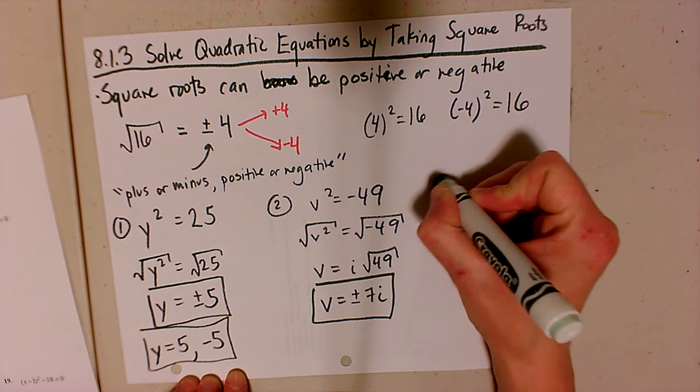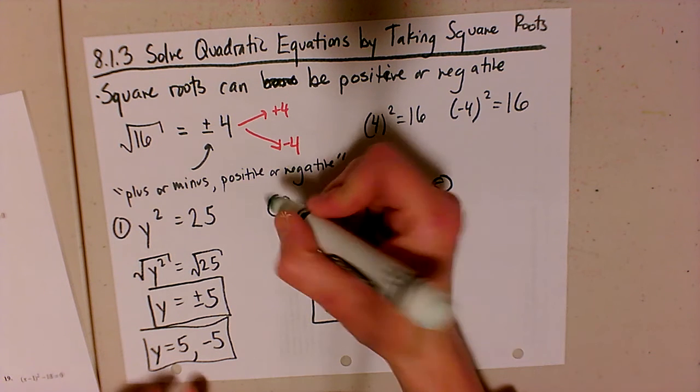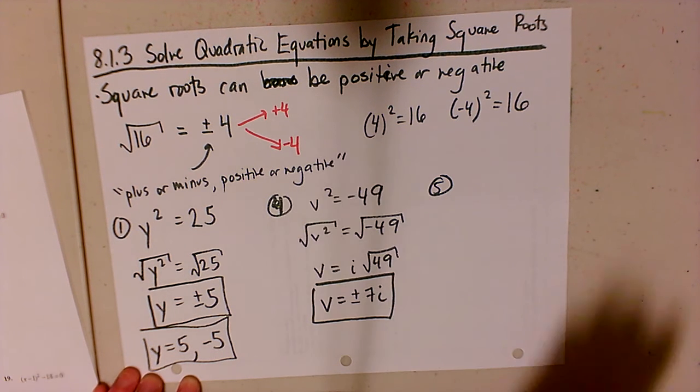Now, we're going to skip ahead to number 5. Number 5 looks a little different. Oh, sorry, this was number 4. I should have numbered that as number 4.